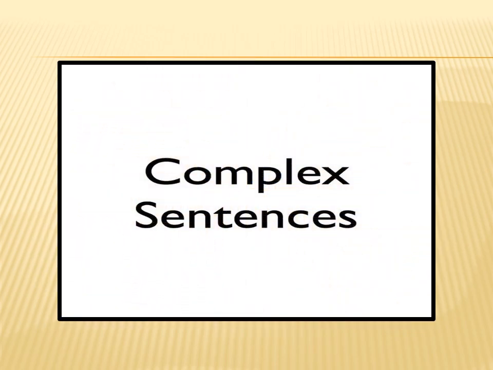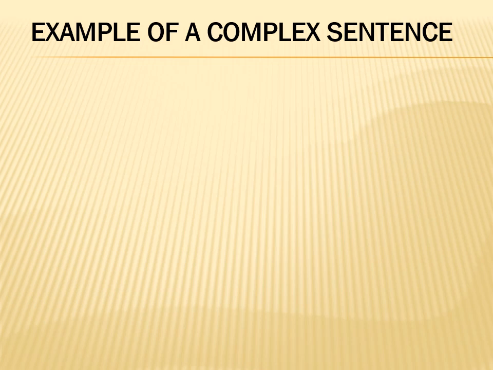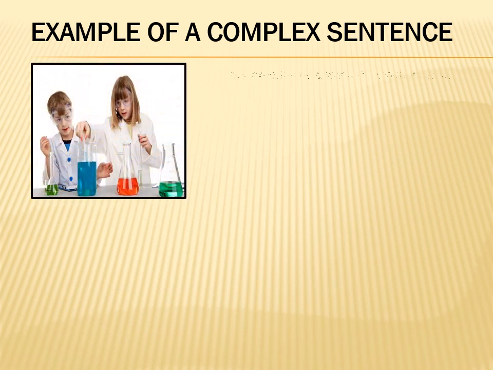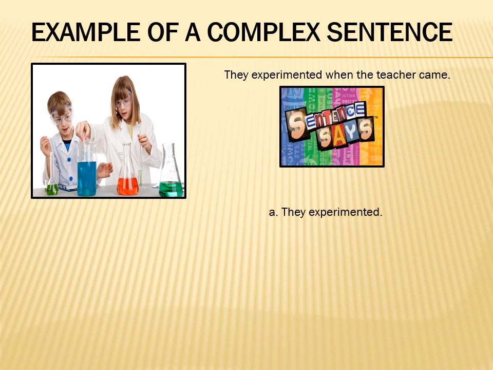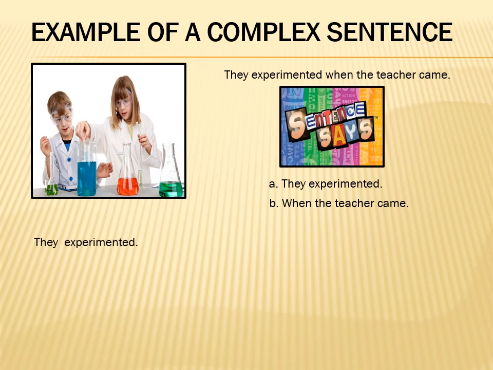Now let's see what a complex sentence is. Example is, they experimented when the teacher came. So we are breaking this sentence into two parts. They experimented. When the teacher came. Now, which part of the sentence do you think is independent? Is A a complete sentence or B a complete sentence?